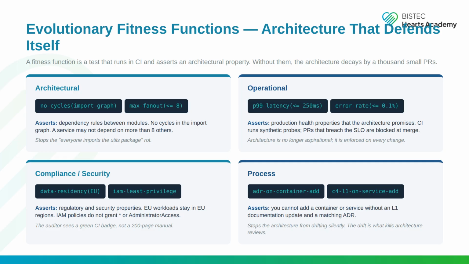Operational, assertions on production health properties that the architecture promises. P99 latency less than or equal to 250 milliseconds. Error rate less than or equal to 0.1%. Continuous integration runs synthetic probes. Pull requests that breach the service level objective are blocked at merge. Architecture is no longer aspirational. It is enforced on every change.